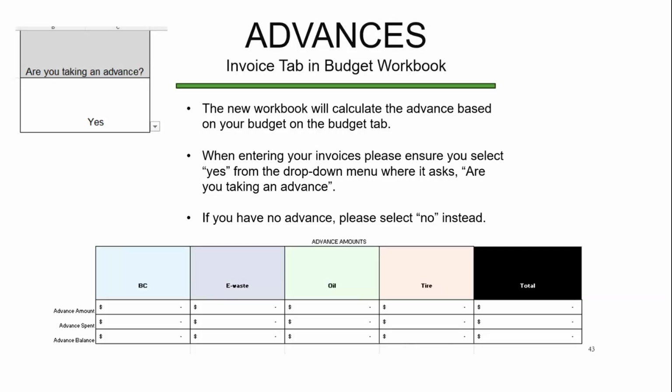The invoice tab shows an advance summary table, and in order to ensure the table is activated, be sure to select yes from the drop-down menu located on the left corner of the invoice tab. This will ensure the formulas in the advance summary table are on. And because the default is no, if you're not taking an advance, you won't need to select anything. Next slide, please.